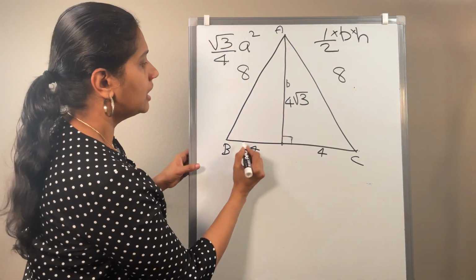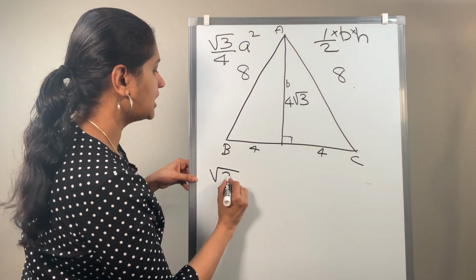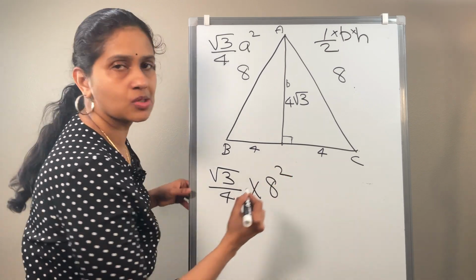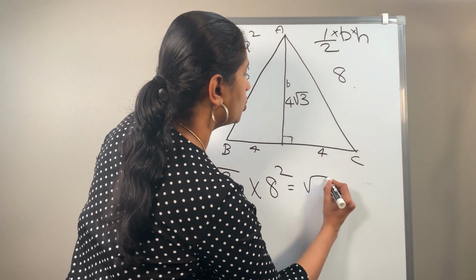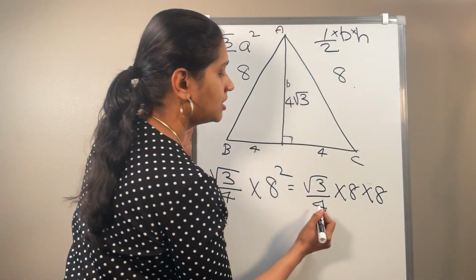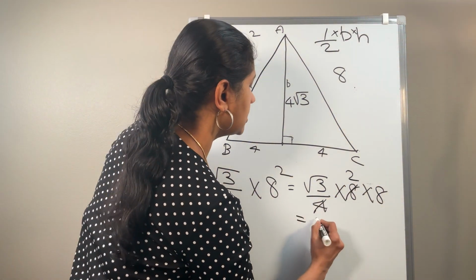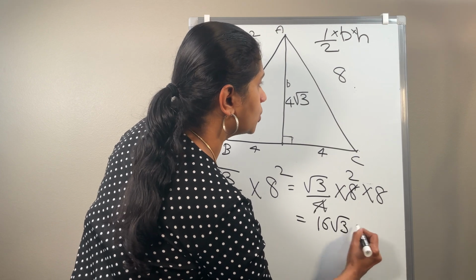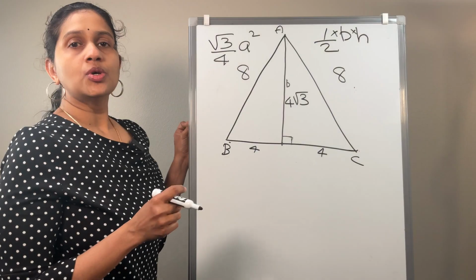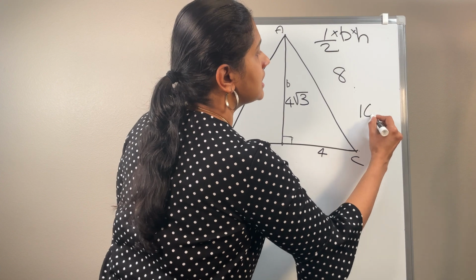If you see here, you know one side is going to be what? 8, right? So, to find the area, I can use it like this. Root 3 by 4 a square is 8 square, right? That is equal to root 3 by 4 times 8 times 8. So, 4 goes in 8 2 times. 8 times 2, 16. So, it is going to be 16 root 3 centimeter square, or square centimeter. So, using root 3 by 4 a square, what answer did we get? We got 16 root 3.